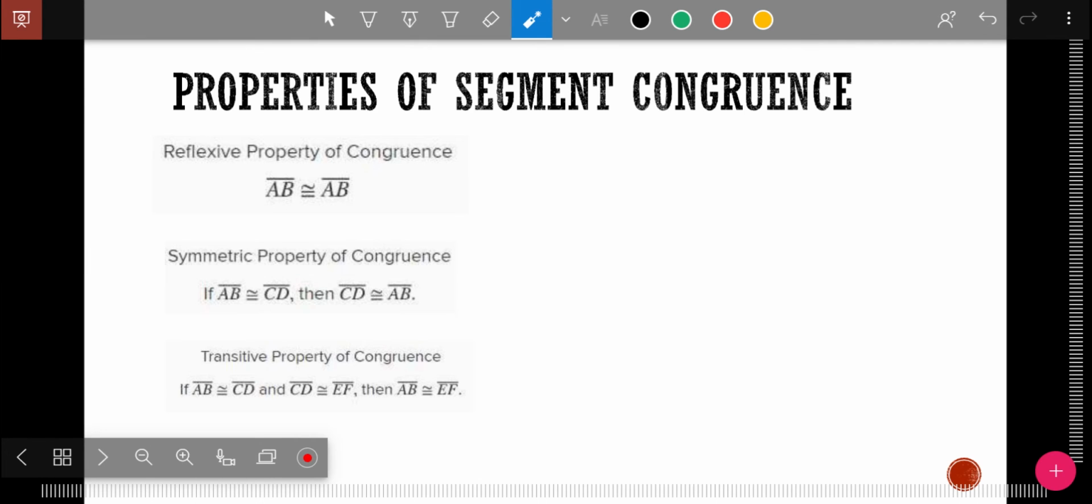Now, we have these properties. We know these properties. This is just saying they're equally as good with congruence as they were with just equal signs. So we had before the reflexive property, A equals A. And now we have segment AB congruent to segment AB.